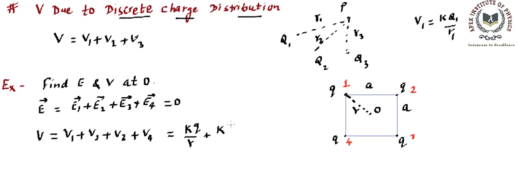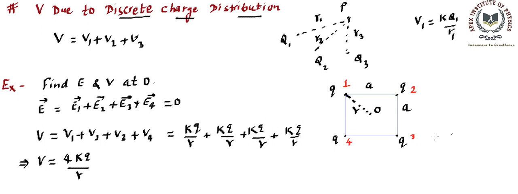Second will also be equal to KQ upon R. Third will also be equal to KQ upon R. And similarly the fourth will also be equal to KQ upon R. If we sum all of them, the total potential will be equal to 4 times KQ divided by R.